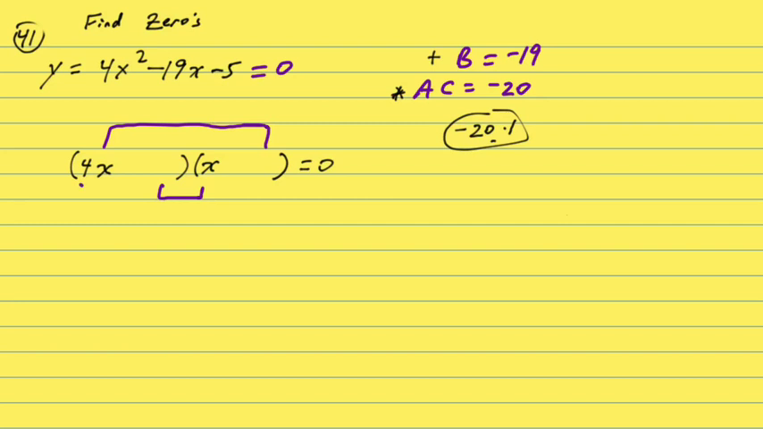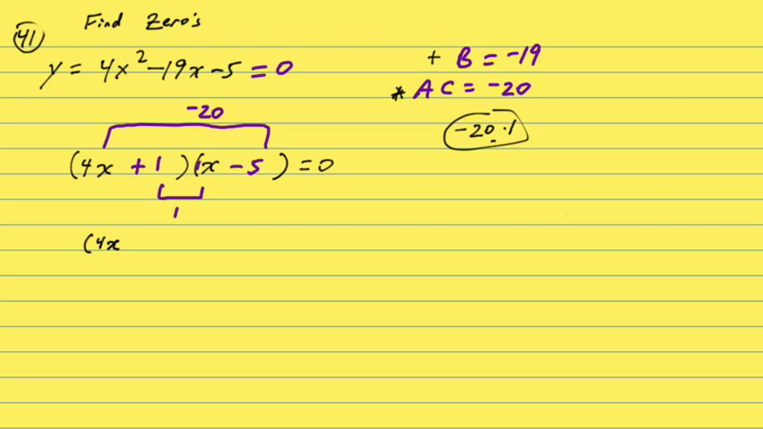Okay, 4 goes into which of those? The negative 20. So I put it up here. And there's a 1 there, so I put the 1 down here. 4 times what is negative 20? 4 times negative 5 is negative 20. 1 times what is 1? 1 times 1 is 1. Notice that last times last equals last.